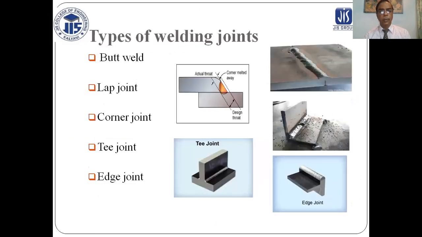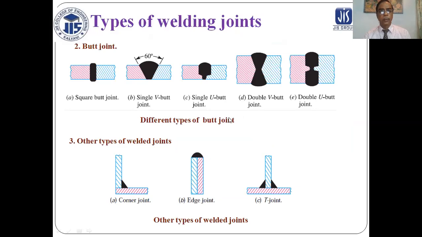Types of welding joints: butt joint, lap joint, corner joint, T joint, H joint. This is the lap joint. The butt joint was already shown earlier. This is the corner T joint. This is the H joint. This is a corner joint. This is basically the bar joint. Types of welding joints: bar joint, 60 degree, single U joint, double V joint, double U joint. Other types of welding joints: corner joints, H joints, and T joints.